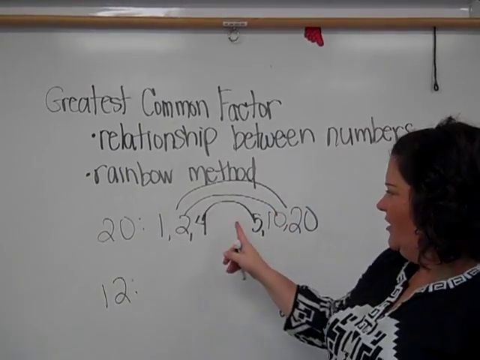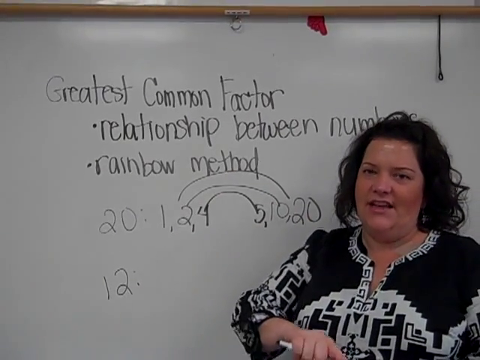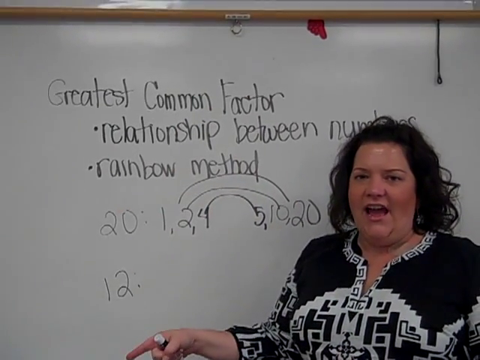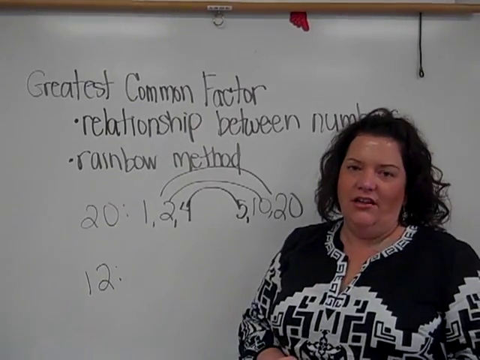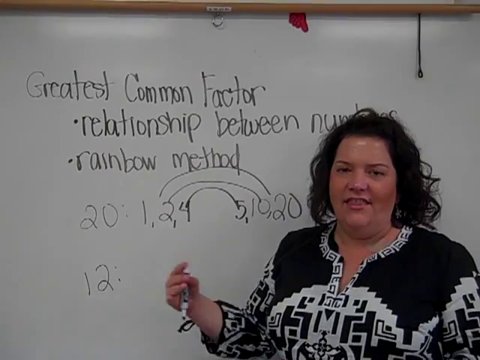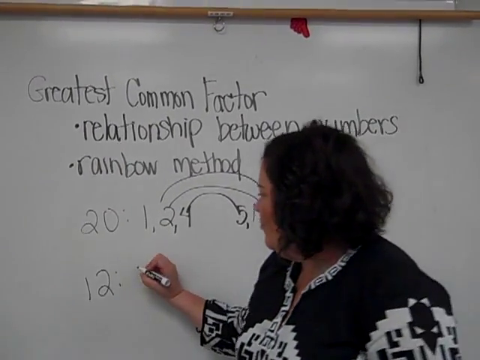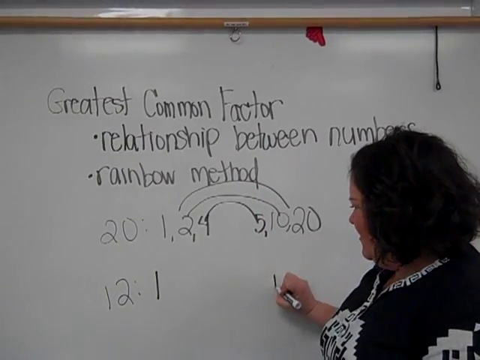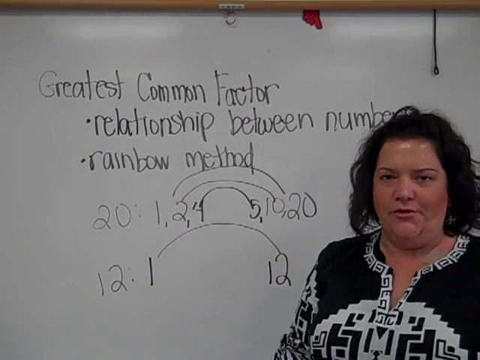And this is why we call it the rainbow method, because each set of factors creates a half a circle shape. Let's move down to 12 and list the factors for 12. We always start with 1 and the actual product. There's our first rainbow stripe.